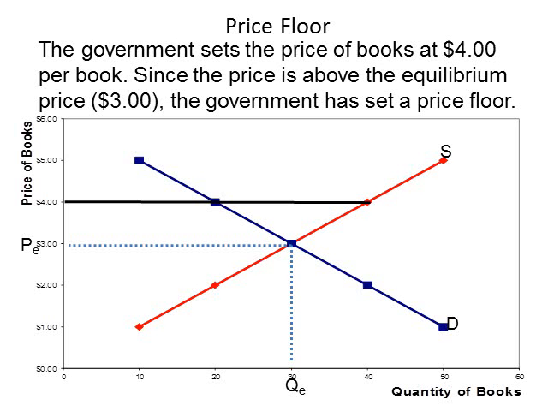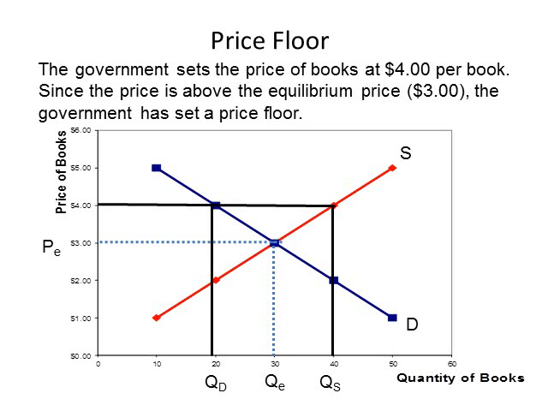Let's look at an example. Producers of books are only receiving $3 per book. The firms who are producing books would like to earn a little more money to cover their costs. As a result of pleas for assistance from the firms, the government sets the minimum price of books at $4 per book.